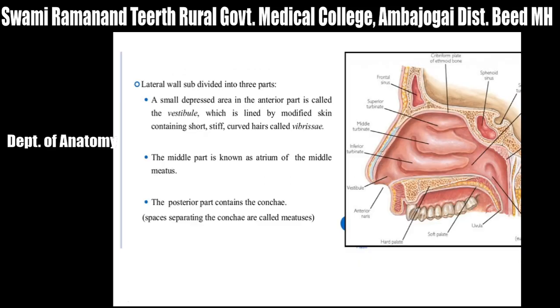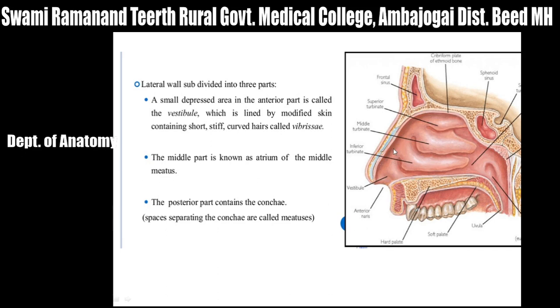Today we will see detail about the lateral wall of a nasal cavity. The lateral wall is subdivided into three parts. A small depressed area in the anterior part is called the vestibule of the lateral wall, which is lined by a modified skin consisting of short, stiff, curved hair, and that curved hair is called vibrissae. The middle part is the atrium.